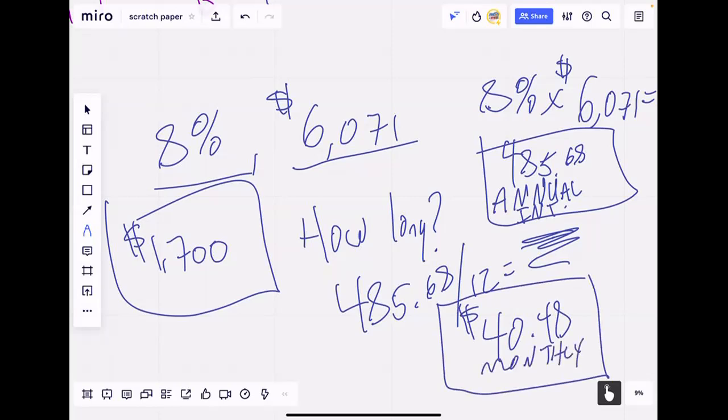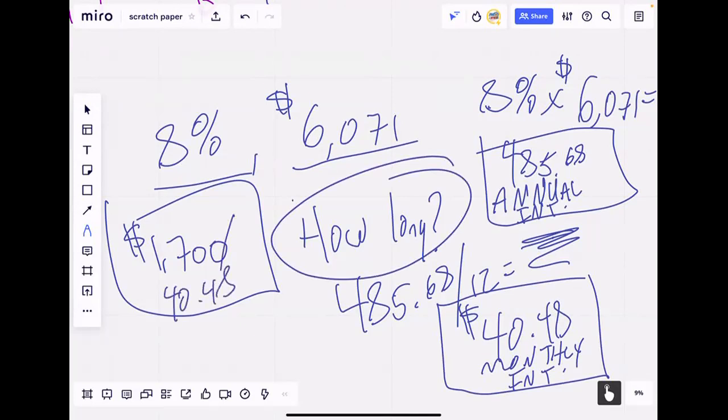Right. Okay. So what's your next step? Are you going to take that and put it into 1,700? Yeah, because you want to figure out how long it is, right? So you divide 1,700 by 40.48, which is the monthly interest, and you will come up with how many months the term is. Okay, that's not so bad when it's broken down like that.